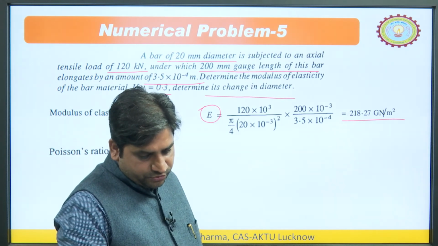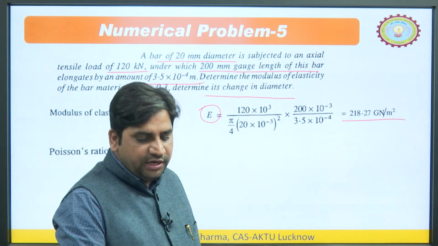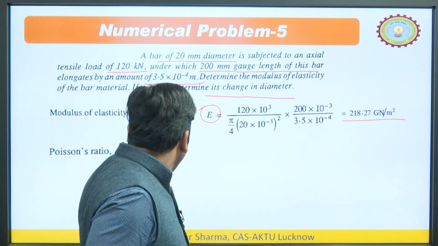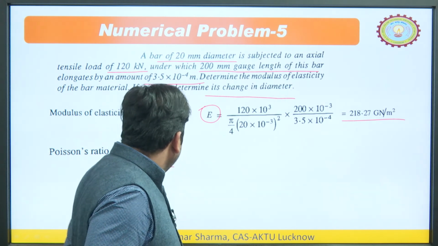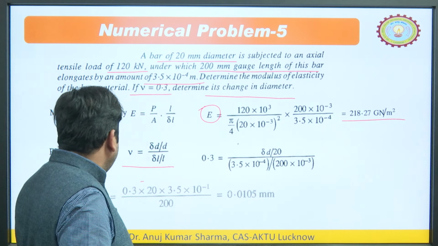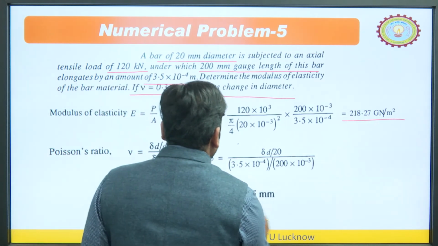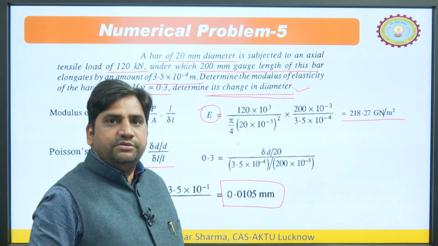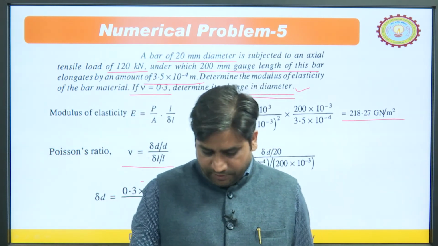Now, Poisson's ratio is delta D upon D over delta L upon L, meaning lateral strain upon longitudinal strain. You can easily remember this formula we discussed in the previous lectures. So, you can put all these values here and easily calculate delta D. So, delta D is this. The change in diameter is what it was asking to calculate. So, likewise you can easily calculate. This is a very simple numerical.